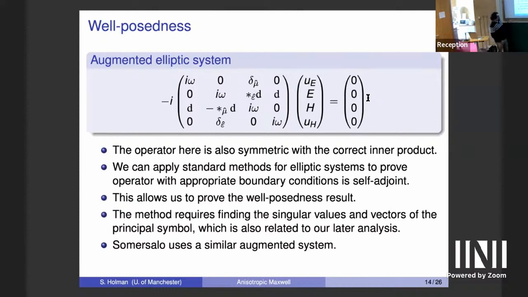Okay, so the key thing is that the operator, thinking of that big matrix there as a single operator, is symmetric with respect to the correct inner products. And so you can apply it to the theory of elliptic systems and prove that this is self-adjoint, and that allows you to prove the result. It's presumably also handy for numerical questions, because we're going to use it to solve them.